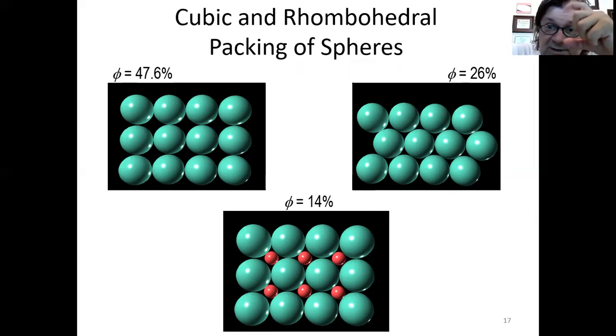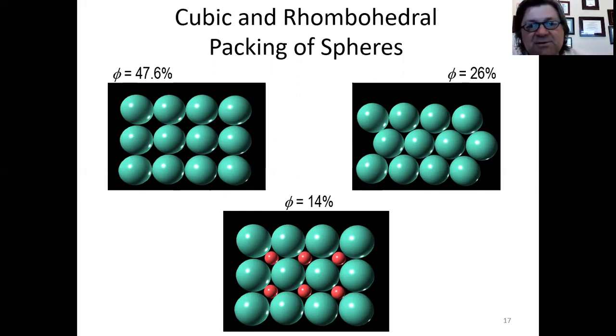If you change the size of these spheres, you still have 47.6%, by the way. So changing the grain size doesn't change the porosity because they're all the same size. So eventually they go into the same porosity. So 47.6% is the maximum, okay?